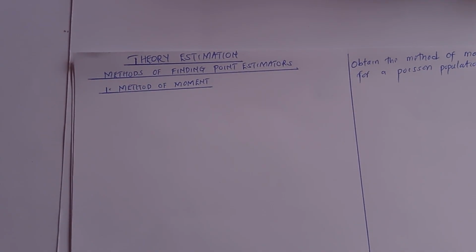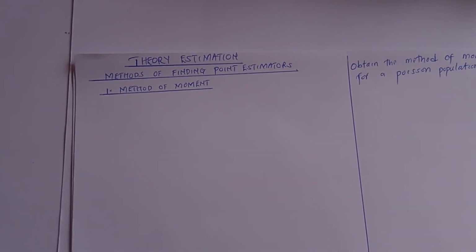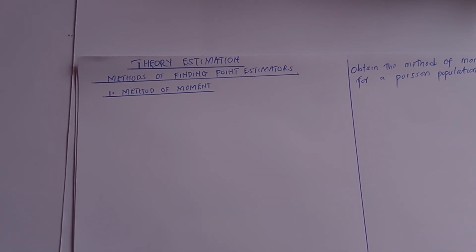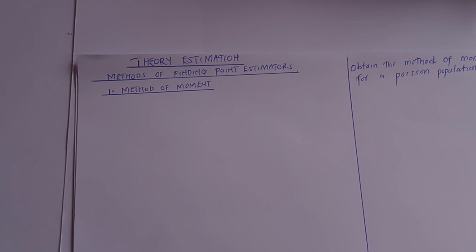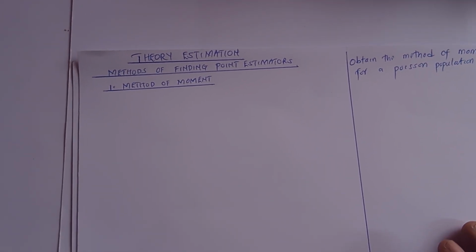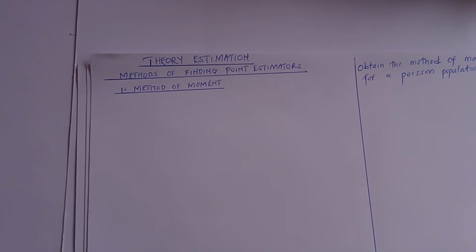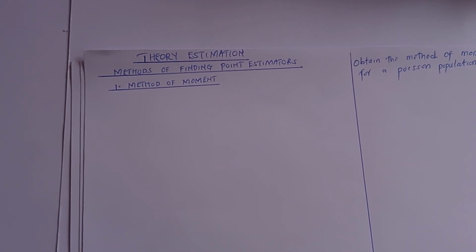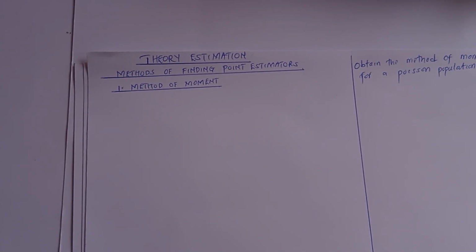Today we'll be looking at theory of estimation. Under this class, we are going to look at methods of finding point estimators. Under the methods of finding point estimators, we are going to look at method number one, called the method of moments.